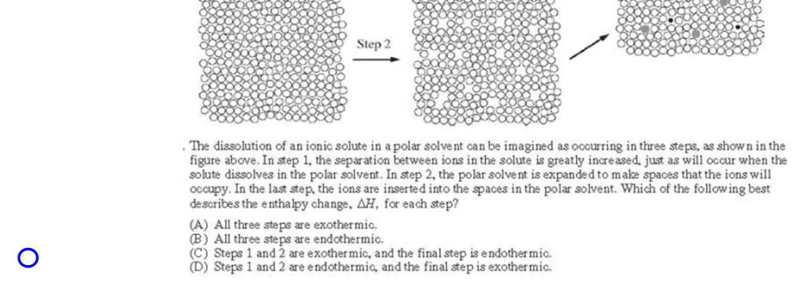All right, so go ahead and read this and decide what you want. All right, well, what did you pick? Well, how about this one? Steps 1 and 2 are endothermic. You have to make spaces, and the final step is exothermic. Hopefully you got that right. Came from an old AP exam.